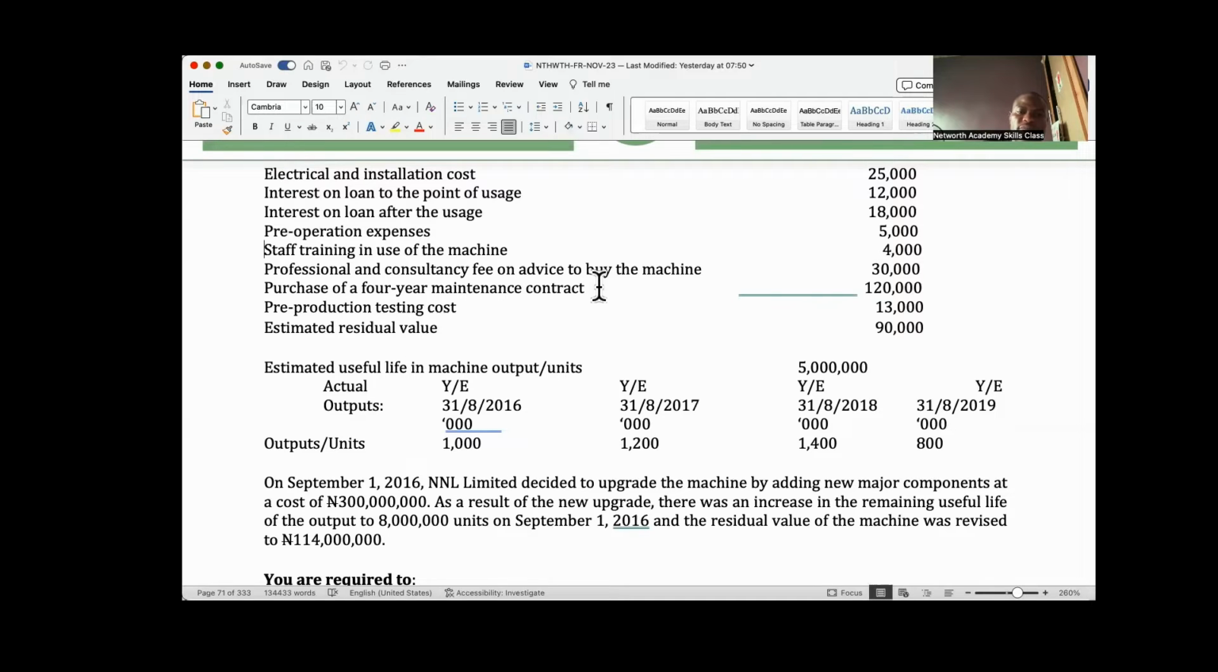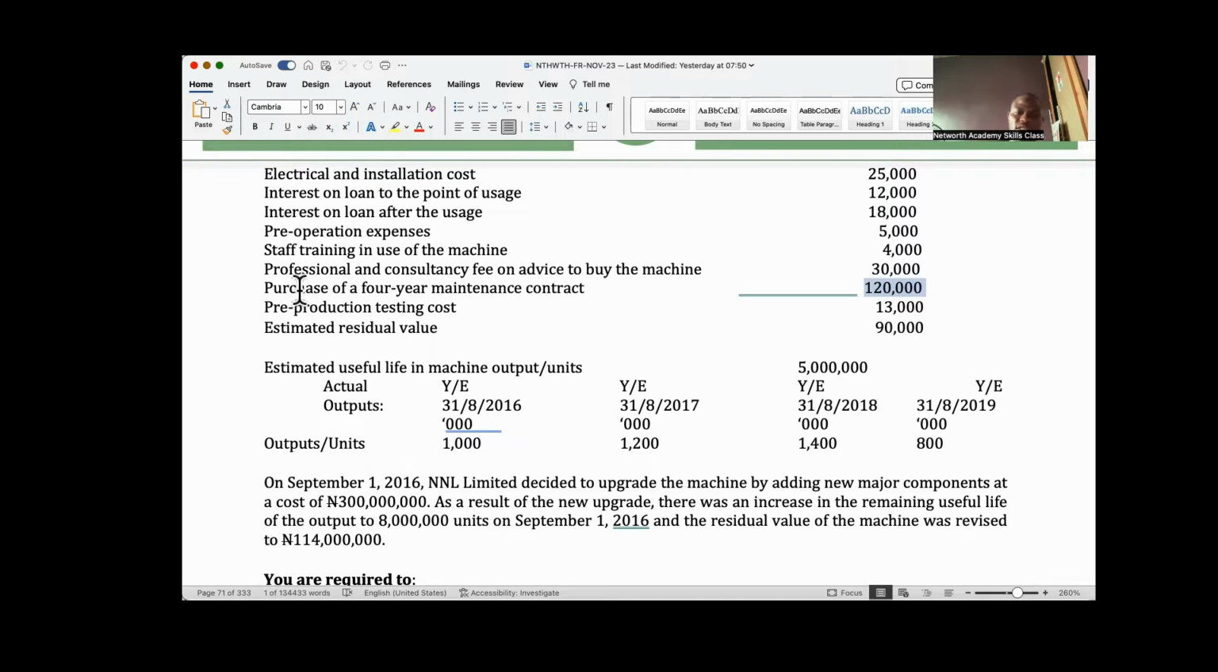Purchase of a 4 years maintenance contract. What do we do to that? Are we capitalizing or expensing? Sorry, I can't hear you. Are we capitalizing or expensing? Expense. That's correct. So we're going to expense this 120,000 over 4 years.